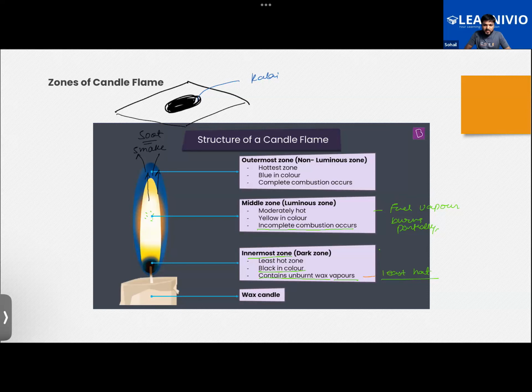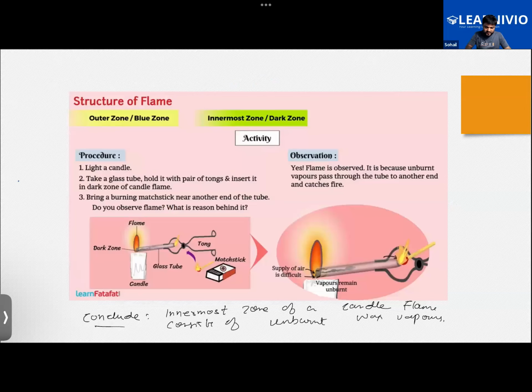All right, so let us start the class, guys. Already we are 3 or 4 minutes late. Previously in the last class, we were learning about a few activities. In this activity, we concluded that the innermost zone of a candle flame consists of unburnt wax vapours. Hope all of you understood this activity.